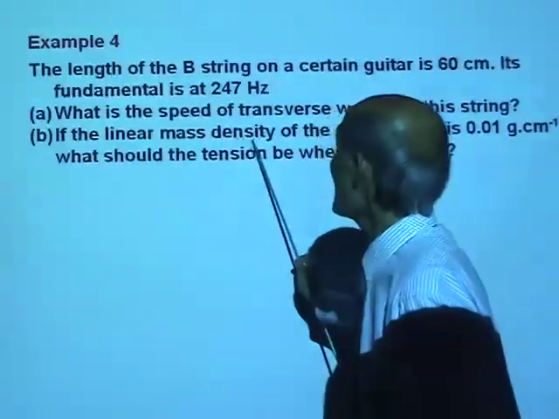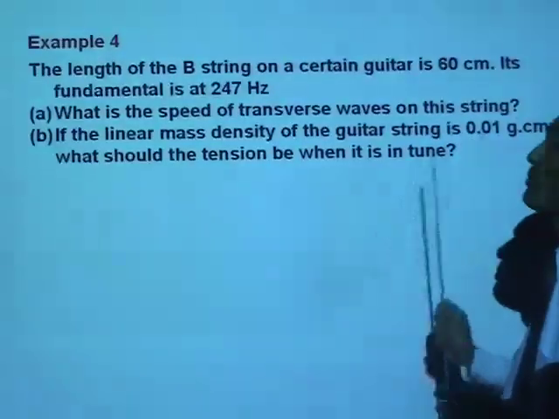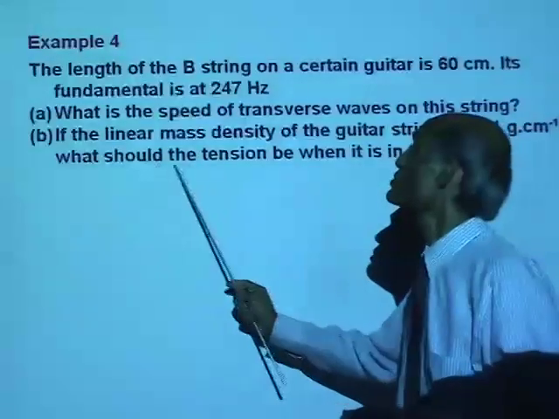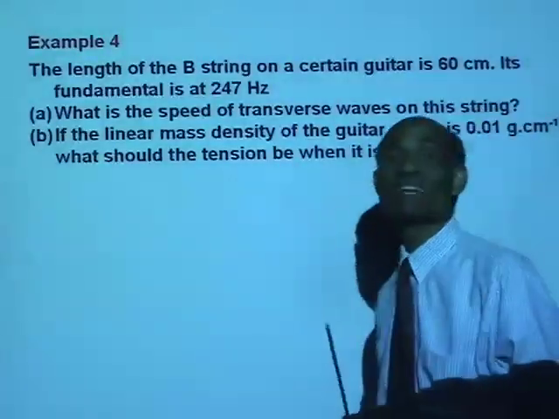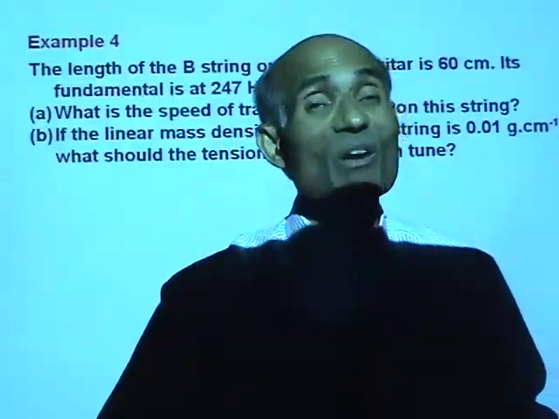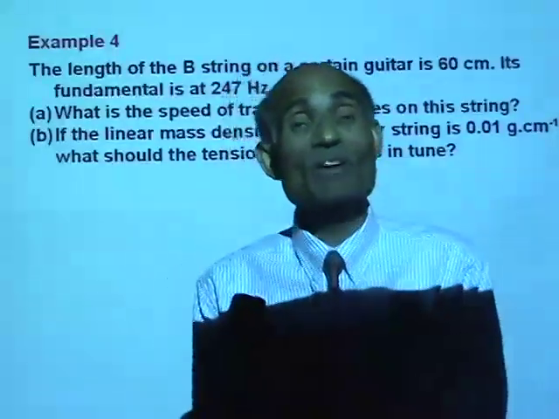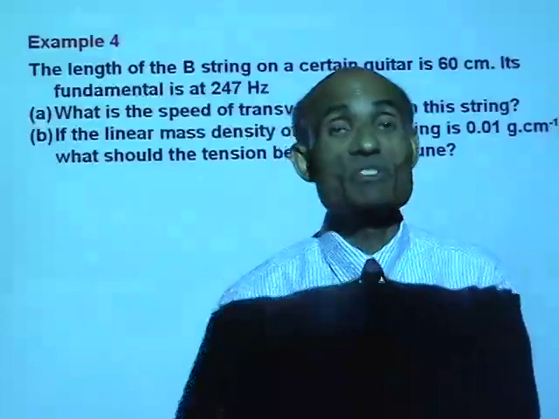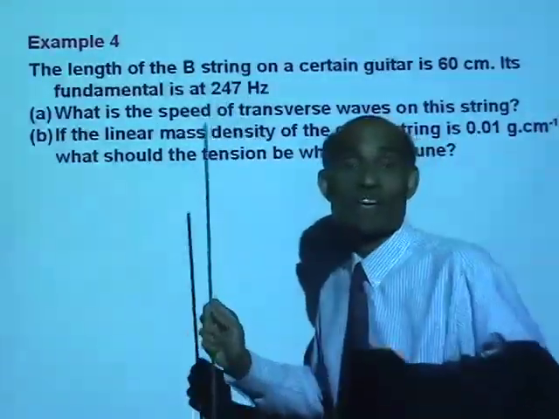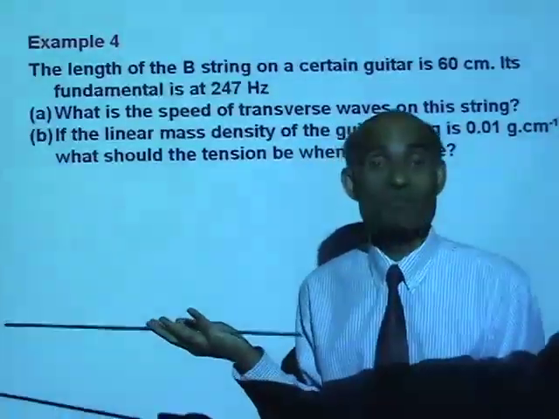If the linear mass density of the guitar string is 0.01 gram per centimeter, what should be the tension when it is in tune? What is the meaning that a guitar wire is in tune? A guitar wire is in tune means the string that is meant to produce a certain frequency, if it doesn't produce that frequency, then the guitar is out of tune.